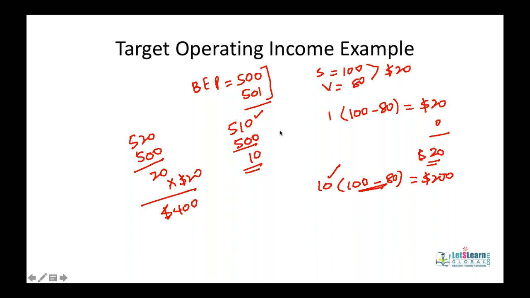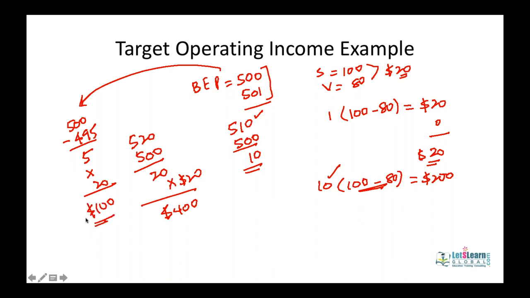Say you sold 495 units, less than break-even point. 500 units were supposed to be sold. You sold 495 only. You sold 5 units less than the break-even point. Each unit is going to give us a profit of $20, but you sold fewer units, therefore there will be a loss of $100. This is going to be a loss. Why? Because you sold less than the break-even point. Let me show you here.